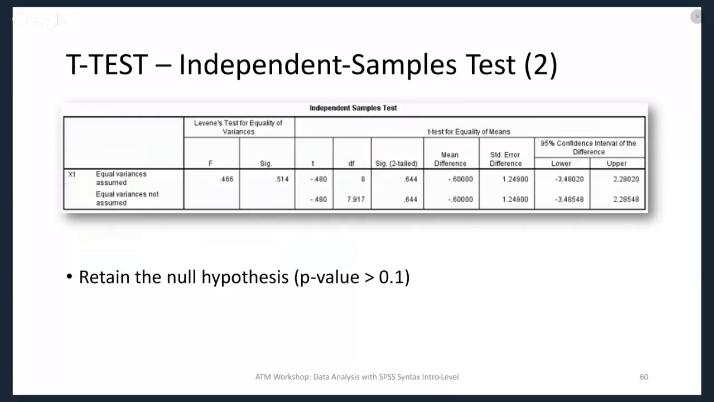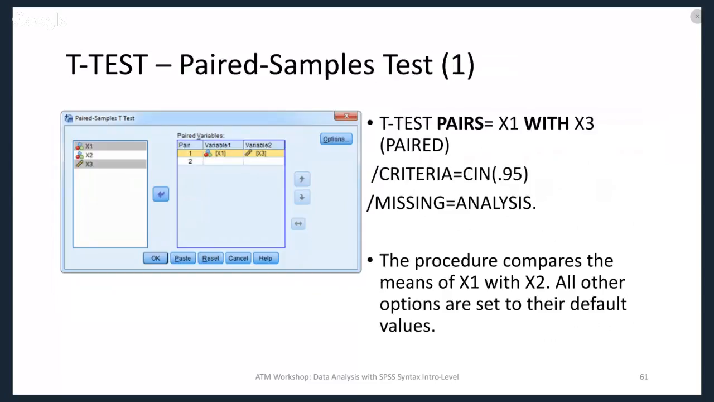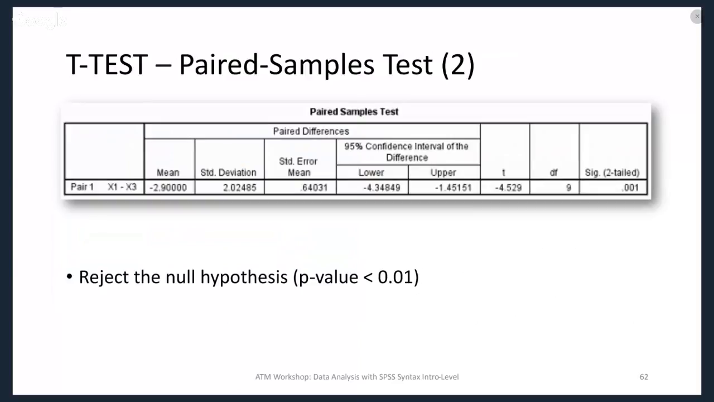Again, one more time. Independent sample t-test, you use groups. Dependent sample t-test, you use what? Pairs. X1 with another variable. That's it. And then this is the result of the paired sample t-test. What do you mean by mean? Mean is the mean difference. Full name is mean difference.